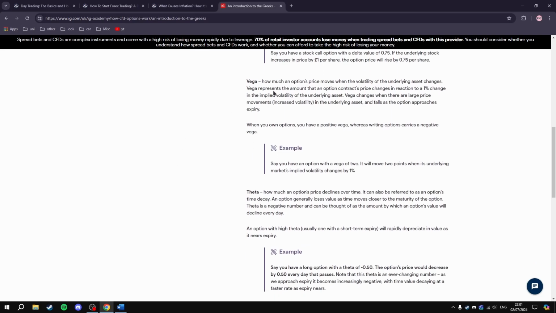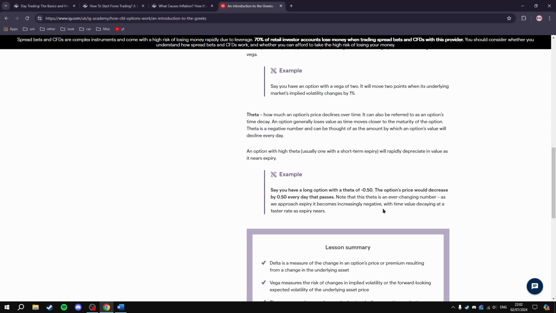The second one, Vega: how much an option's price moves when the volatility of the underlying asset changes. Vega represents the amount that an option contract's price changes in reaction to a 1% change in the implied volatility of the underlying asset. Vega changes when there are large price movements, from the increased volatility in the underlying asset, and falls as the option approaches expiry. When you own options, you have a positive Vega, whereas writing or selling options carries a negative Vega.